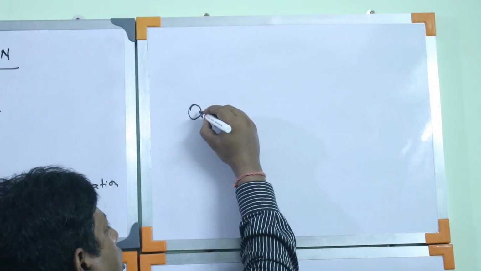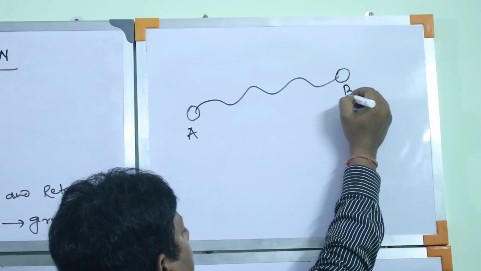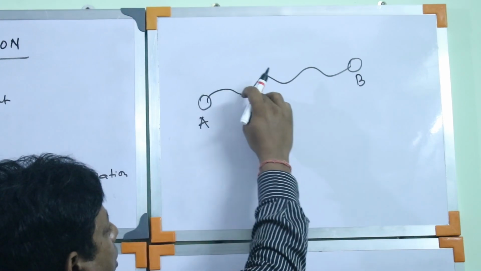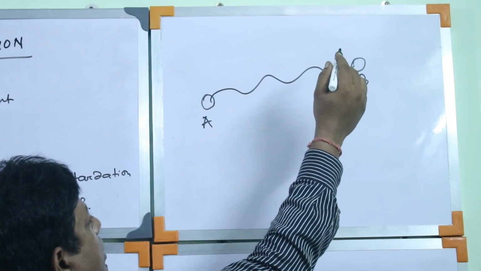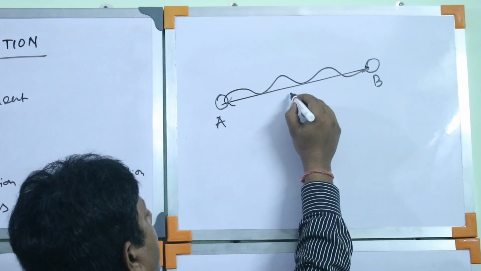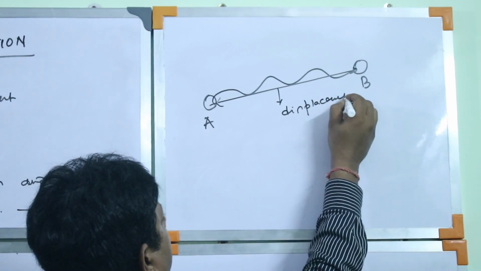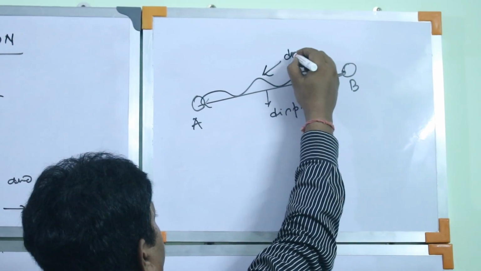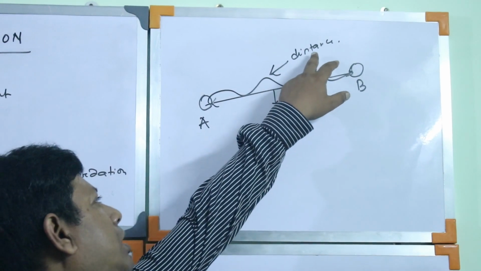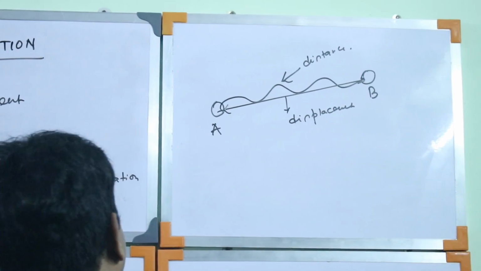Suppose the object moves from point A to point B. The total path traversed is called distance. But the shortest path is called displacement. So distance is a scalar quantity, but displacement is a vector quantity.